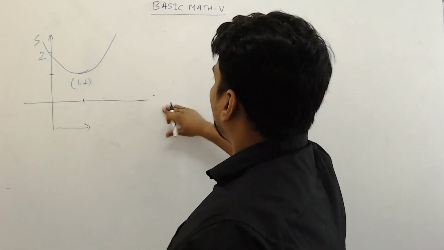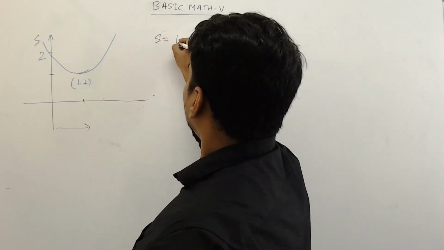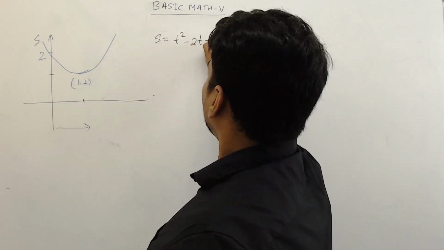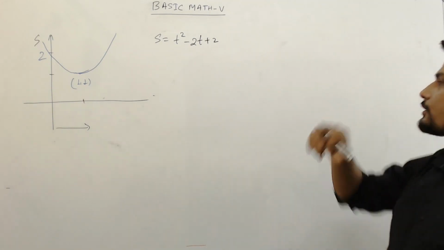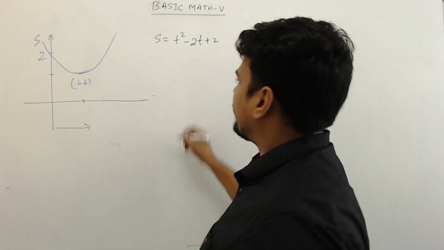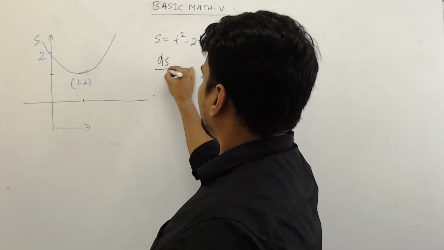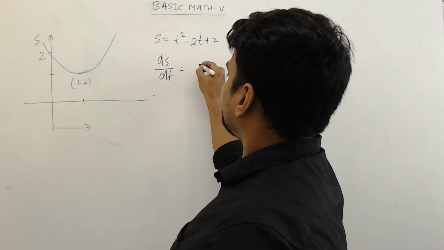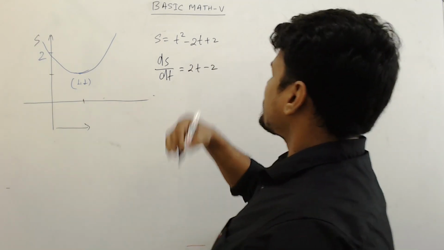So let's say I have the displacement versus time graph given as t square minus 2t plus 2. So that was the question. I wanted to plot the graph. So first of all, I want to check with the first order derivative, and I'm going to equate that with 0.